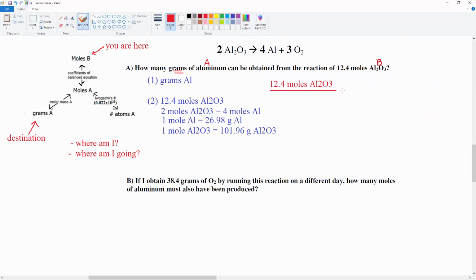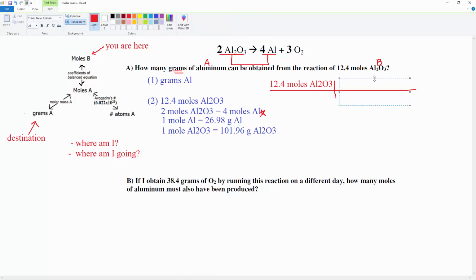Dimensional analysis says to take that first step to get to moles of A, I'm going to need the coefficients of the balanced equation. So I come back here and look at the relationship between Al2O3 and Al. It's this one here, I pulled it out right here already. So it's good. And I'm going to put the Al2O3 on the bottom so it'll cancel, right?